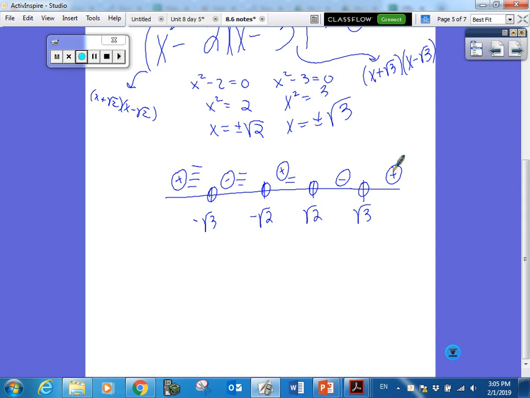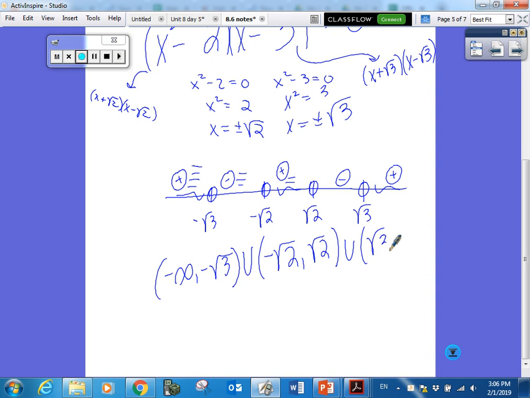If not, you've got to know that root 2 is about 1.4, root 3 is about 1.7, so 1.5, 1.6, any of those will work. You just got to plug them in and figure it out then. But if you use this method, because all of our factors are normal, we can do that. So we want to know, where is it greater than 0? That's where the section is positive. So negative infinity to negative root 3, union, negative root 2 to root 2, union, root 3 to infinity. There is your answer in interval notation.